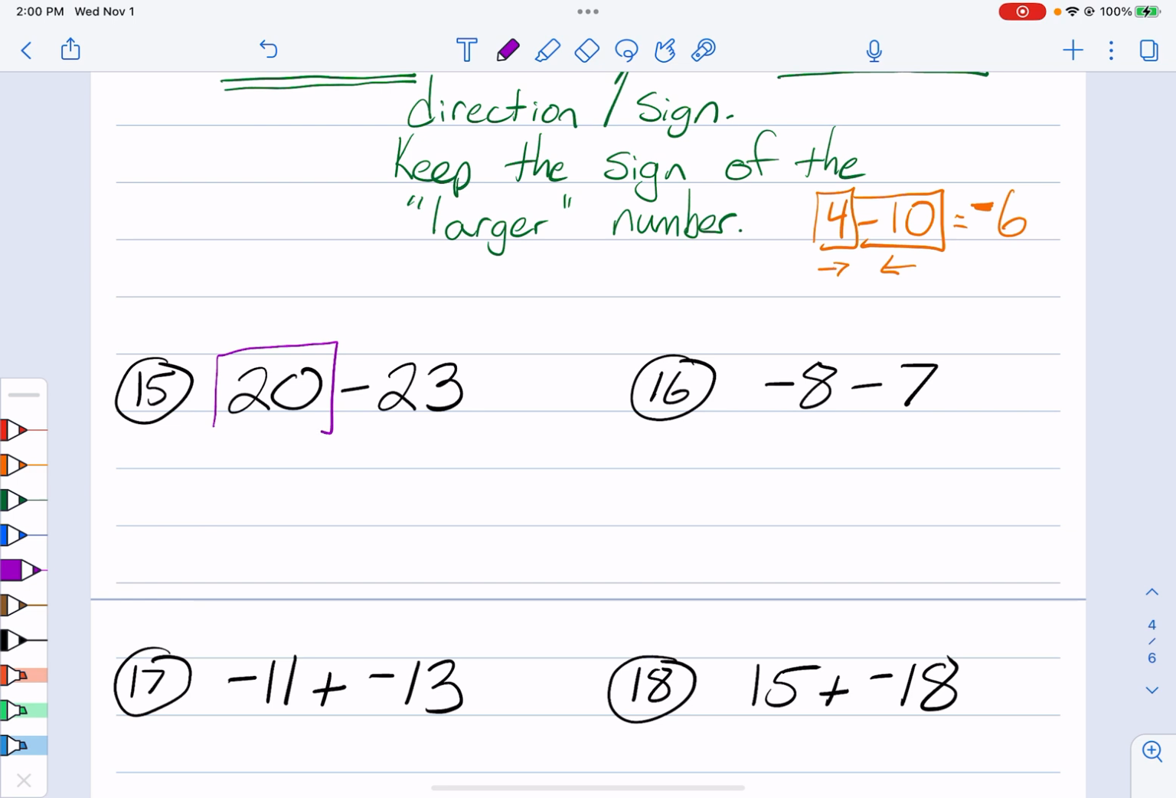Okay, so hopefully you boxed your answers. So I'm going to box my 2. I'm going to notice that one's a positive and one's a negative. So they're different signs, which also means they're different directions because one's a right and one's a left.